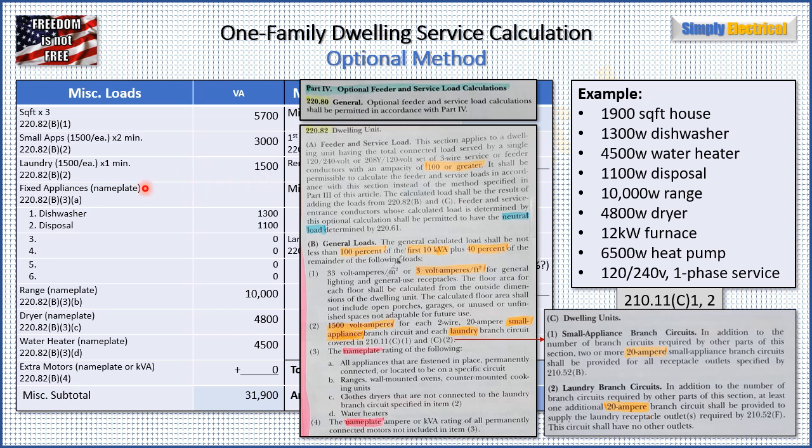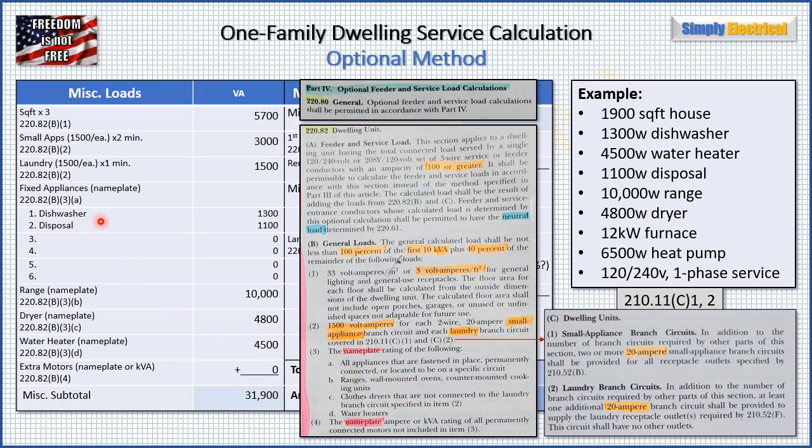Okay, moving on to our fixed appliances. Let's see down here, number 3 says the nameplate rating of the following. A, all appliances that are fastened in place, permanently connected, or located to be on a specific circuit. All right, so that's what we have here, fixed appliances. We're going to take the nameplate of all these appliances, and there's our code reference, 220.82b3a.